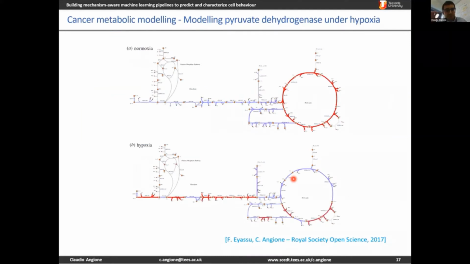So the first example is simply mapping data onto models and spotting classes of models. This is extremely helpful mainly for clinical studies, or when you have two clear conditions like normoxia or hypoxia, so simply changing oxygen level. We can map these onto the model and also plot the differences in terms of metabolic network. So here it's an entirely different way of using the TCA cycle, the glycolysis and the pentose phosphate pathway as well.